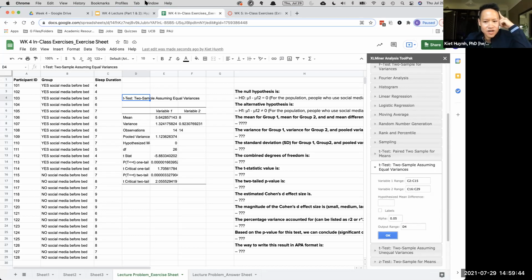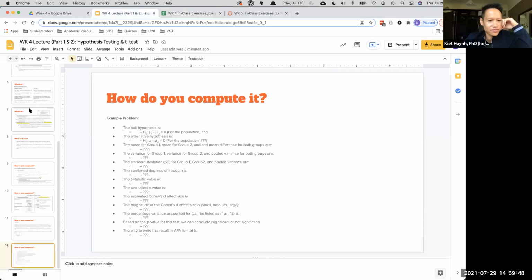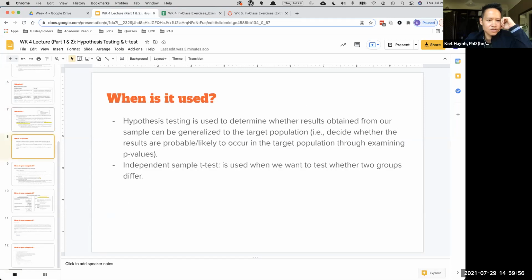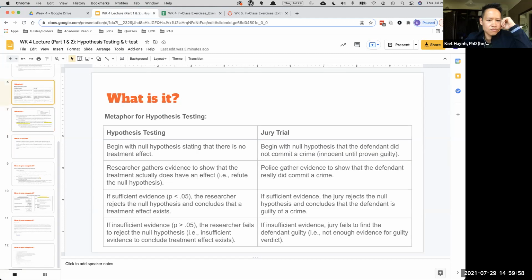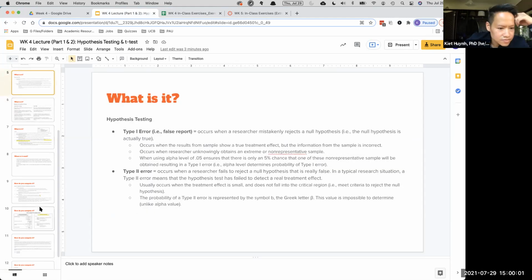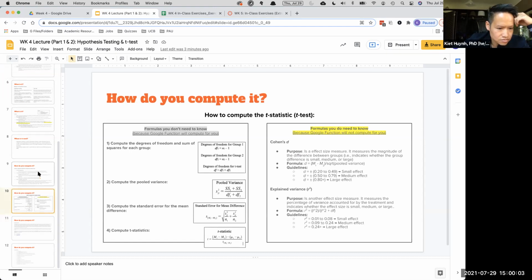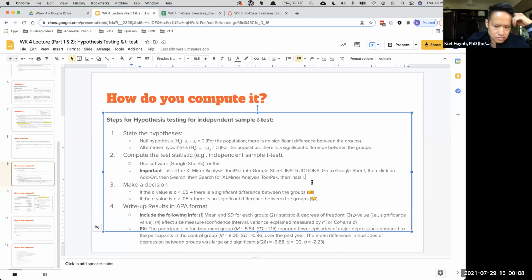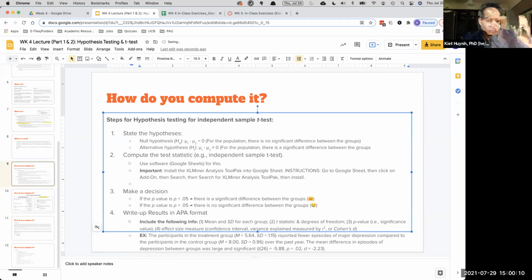Okay, I should probably mention this in the lecture somewhere, instructions on how to do this. Maybe I'll do it here. How to use.